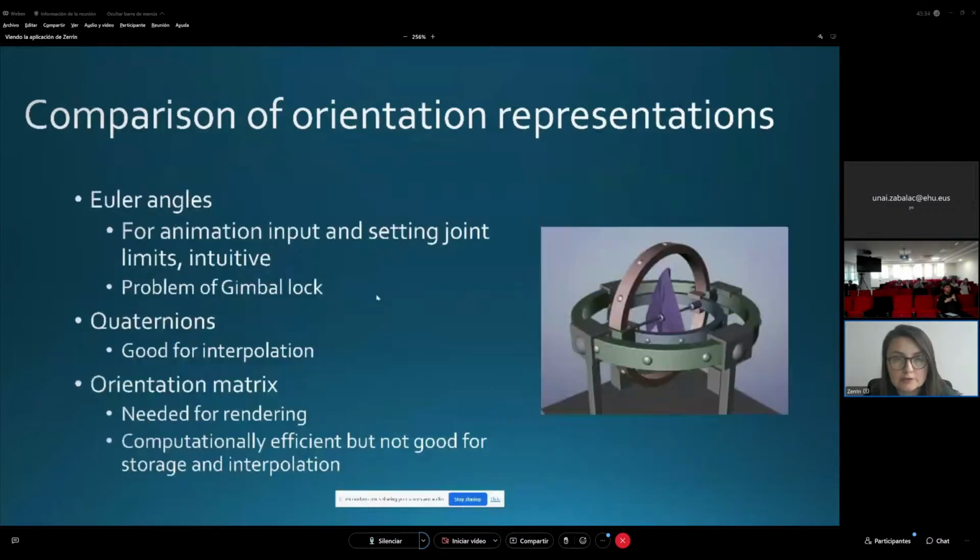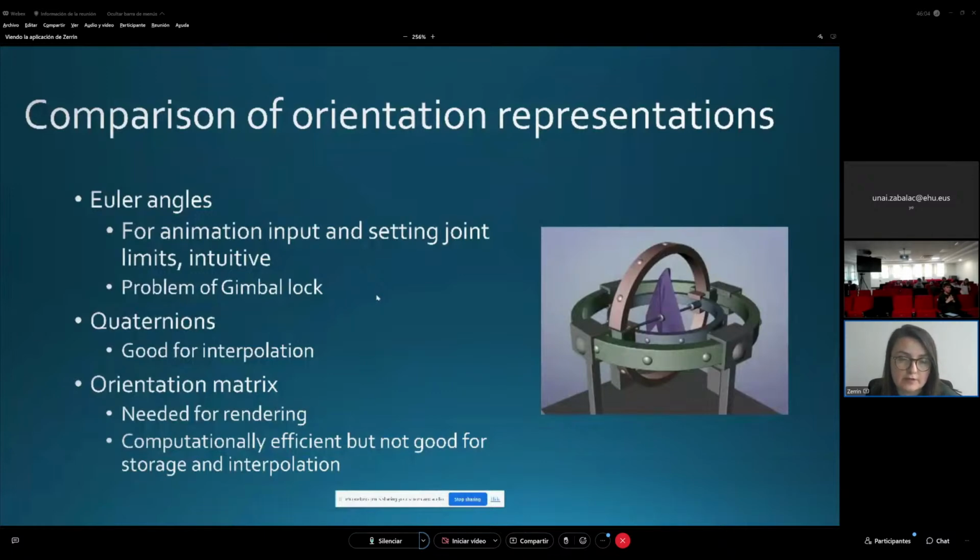It's also good to know a little bit about the representations of orientation. For example, Euler angles are very good as a representation for animation input and setting joint limits, and it's very intuitive to understand. It's widely used in all these animation packages, but it comes with the problem of gimbal lock, where you lose 1 degree of freedom when you have two joints overlapping each other.